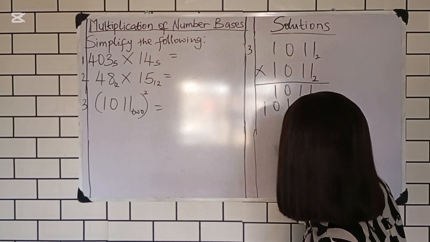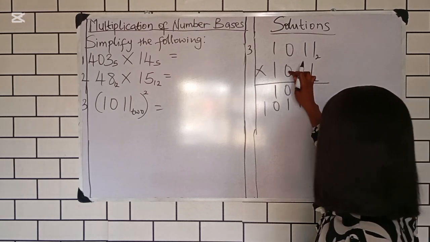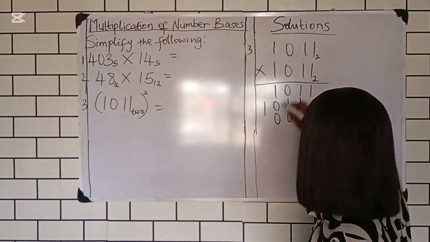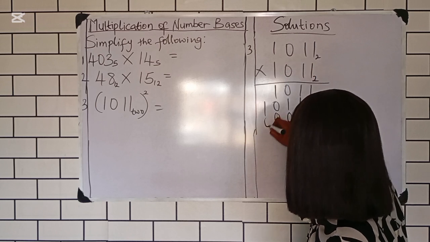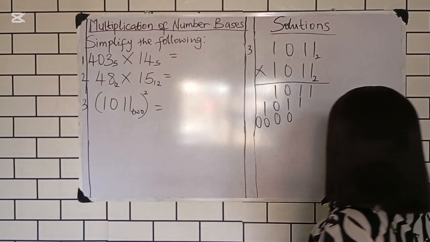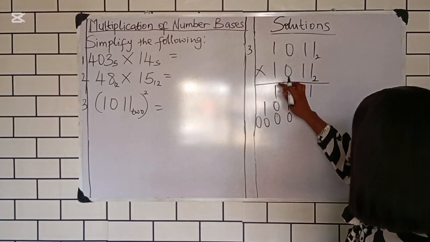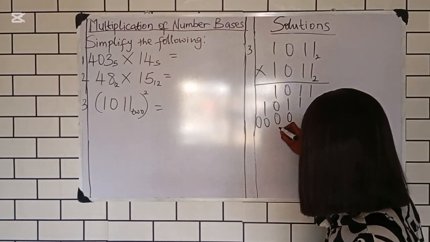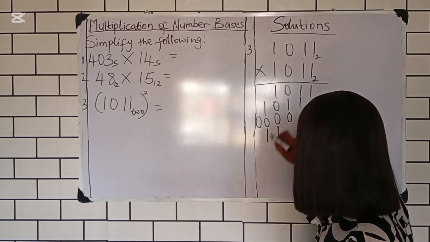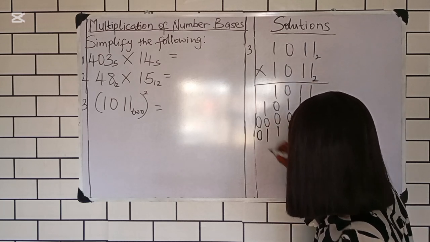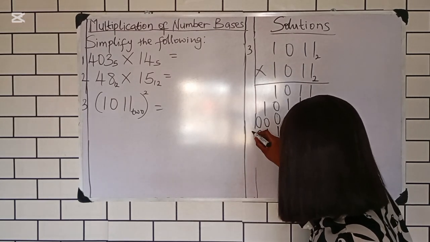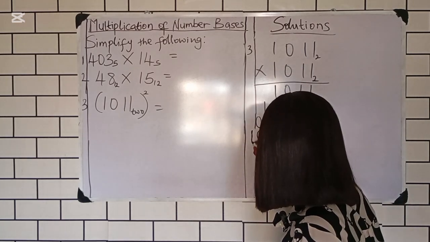1 times 1, 1. The third one is 0. 0 times 1, 0. 0 times 1, 0. 0 times itself, 0. 0 times 1, 0. Now, the first number here is 1. 1 times 1 here will give us 1. 1 times 1, 1. 1 times 0, 0. 1 times 1 here, 1. Here we add.